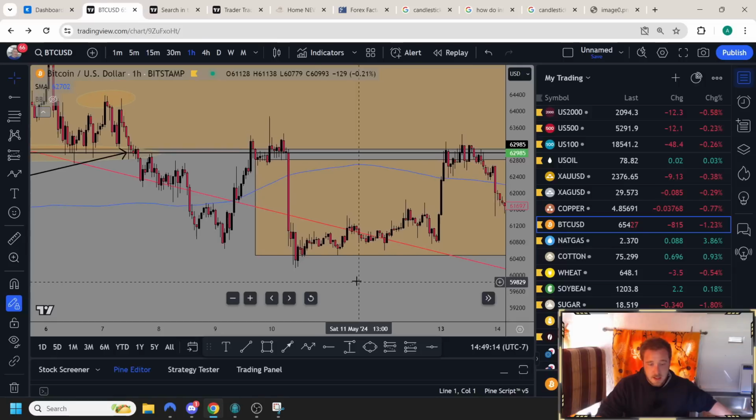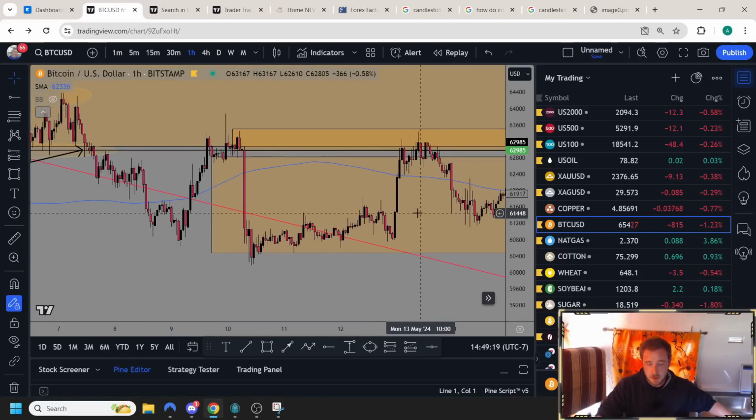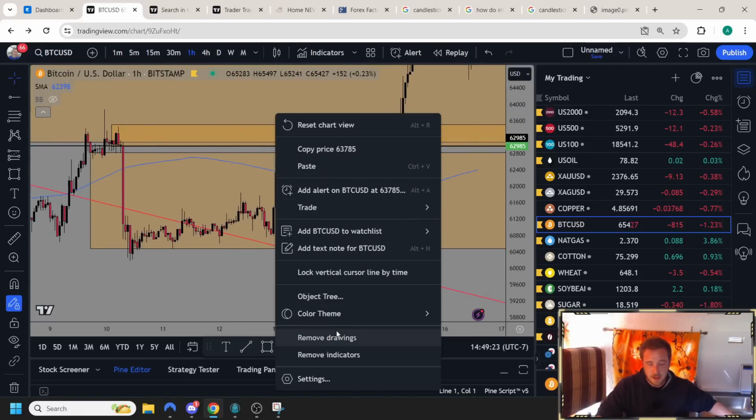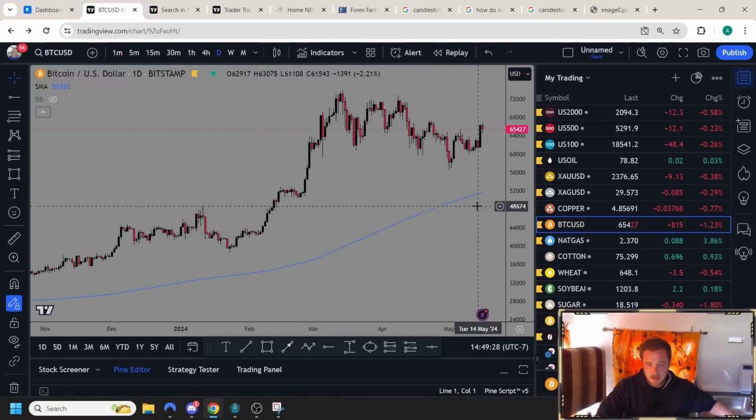So, same thing here. When we were coming back up into this supply zone, great area to be looking for shorts. In fact, there were a couple of shorts that I know some people took in the program, which was great. But hey, let's get back on track of what we're looking at now. So let's delete all these drawings. Let's look at this on the daily.